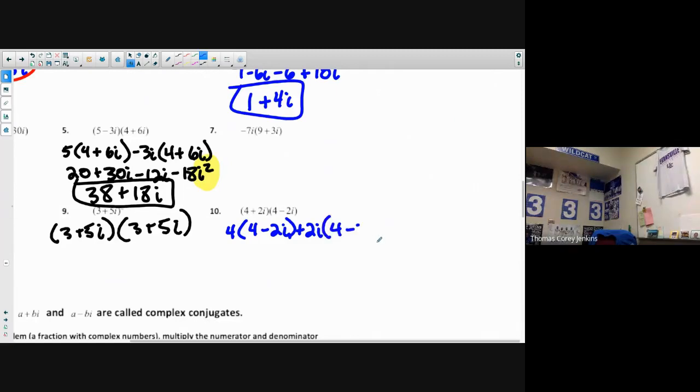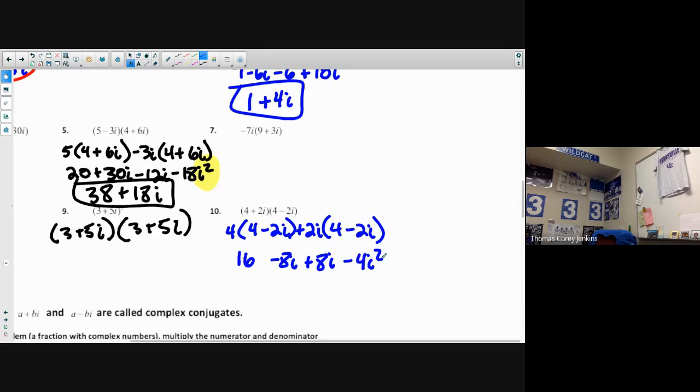All right, so then we distribute. 4 times 4 gives me 16. 4 times minus 2i gives me minus 8i. 2i times 4 gives me plus 8i. And 2i times minus 2i gives me minus 4i squared.